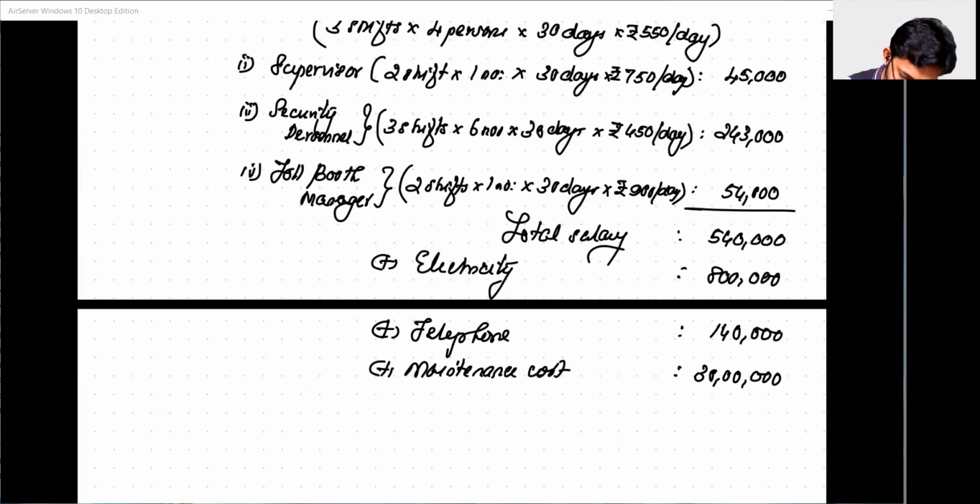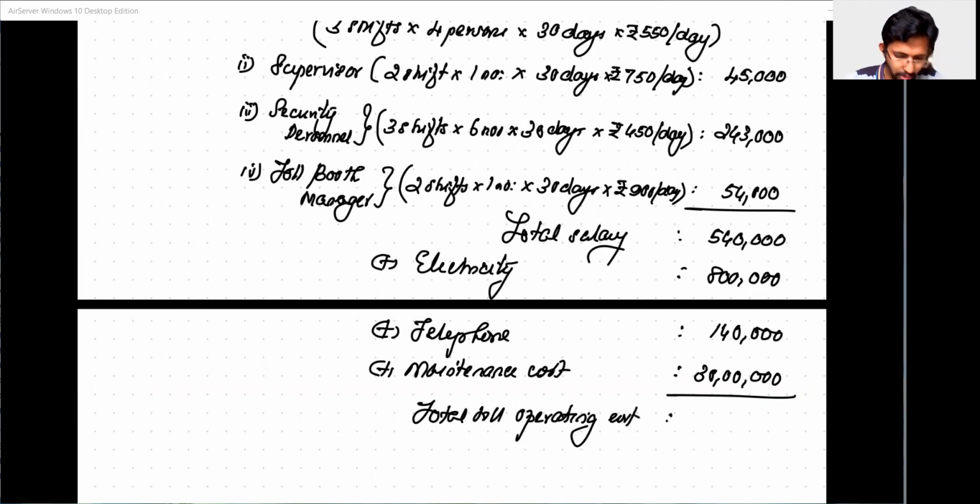So all costs have been taken. So total operating cost. Total operating cost is 5,40,000 plus 8 lakhs plus 1,40,000 plus 30 lakhs. It is 44,80,000.